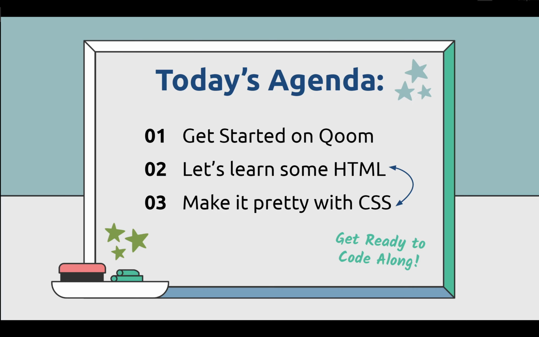Today's agenda is very simple since I only had an hour. One, we're going to get started on QOOM. Two, we're going to learn some HTML. Three, we're going to make the site pretty with some CSS. And we're going to go back and forth between HTML and CSS. That is kind of the process that everyone goes through. So we'll code along and see how it goes. So if you can, get ready to code along with me for the full experience.